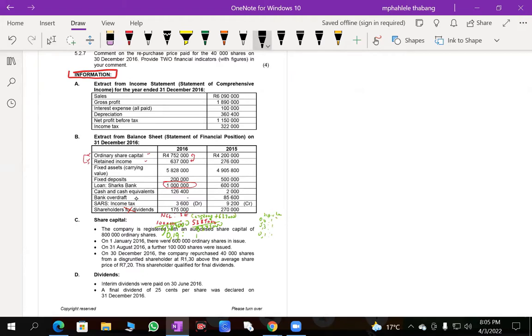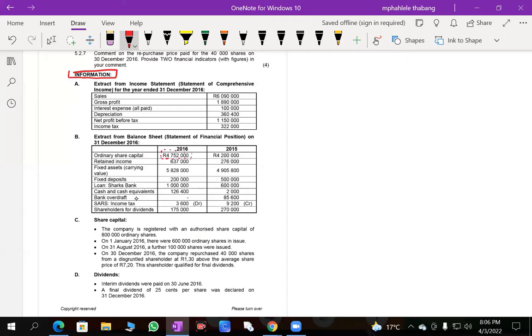4,752,000. 4,750,000. I want the beginning of the financial year. Look at the information very well, Masilu. It's very important to look at the information. You have to read the information. I want the number of shares at the beginning of the financial year. You started with 4,725,000, who?